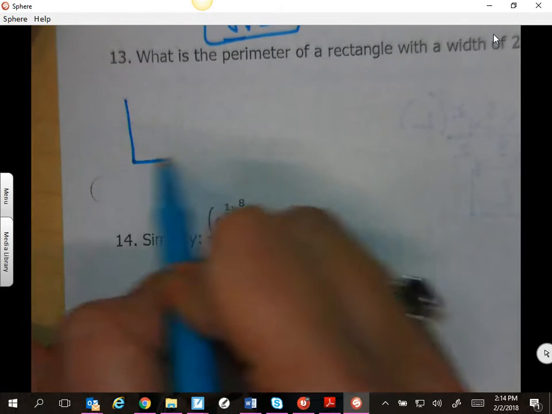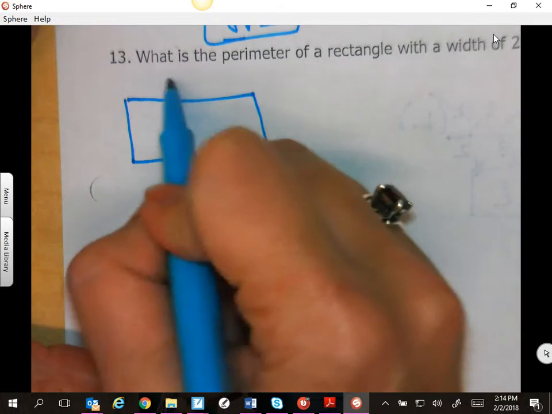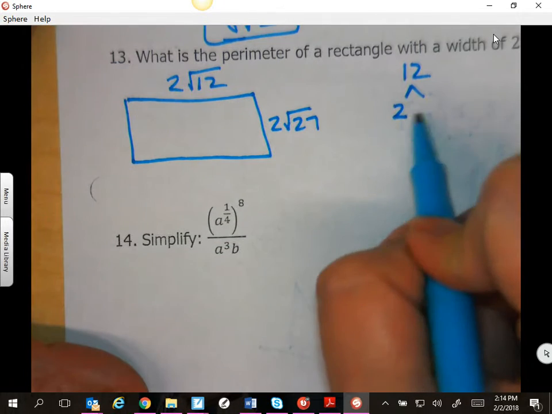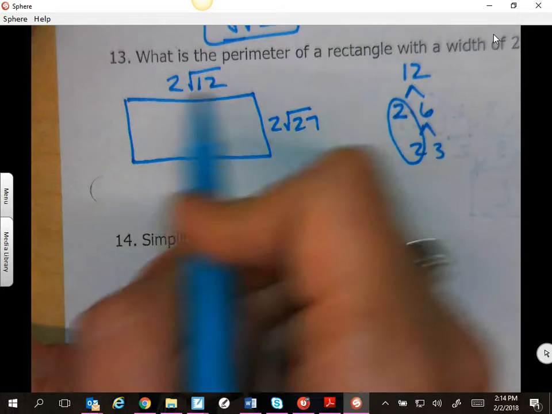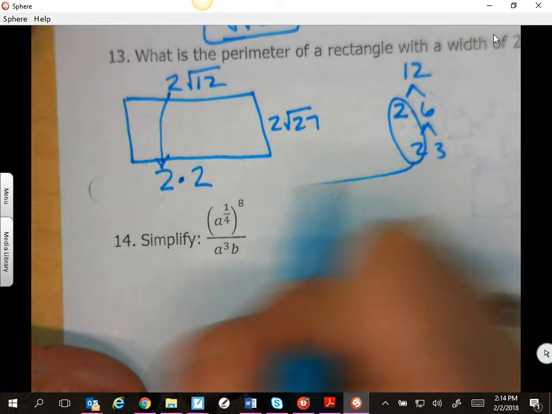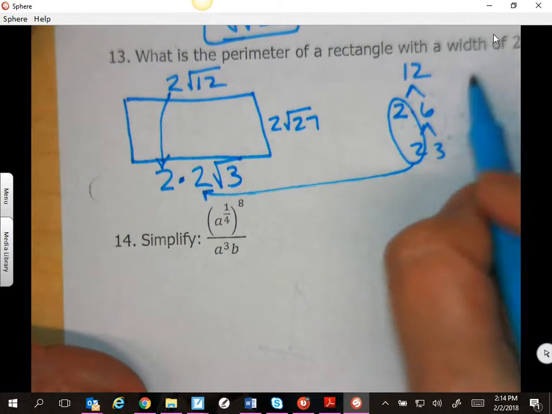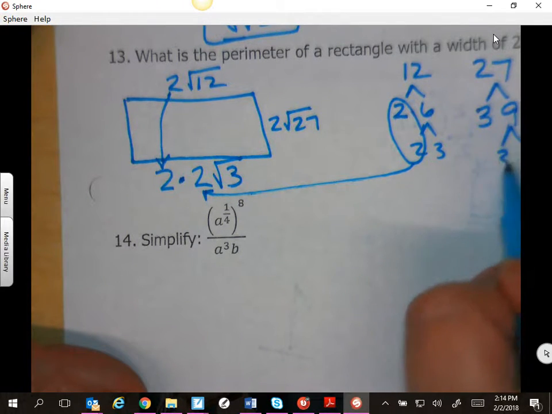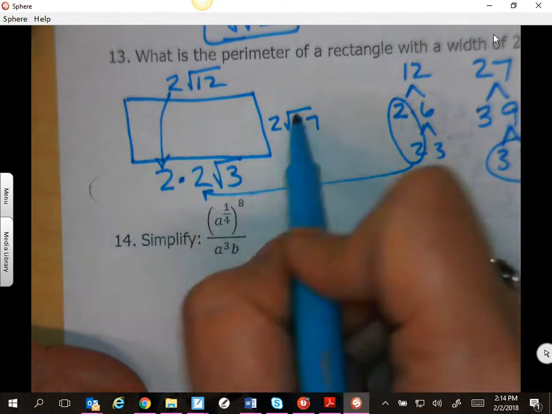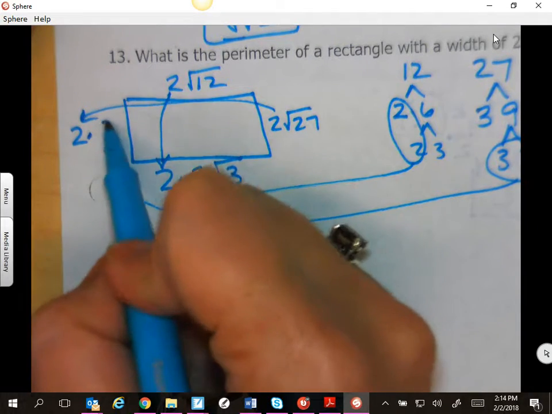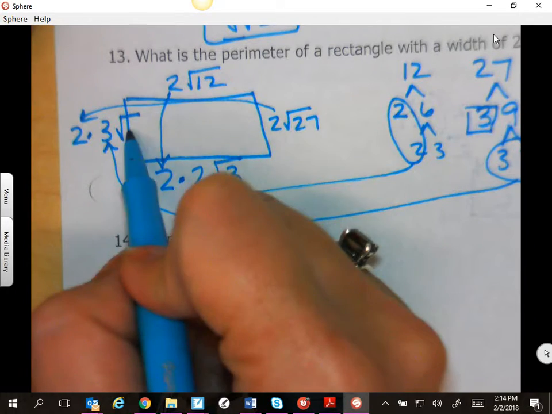Perimeter of a rectangle, if you wanted to, you could draw a beautiful rectangular picture for this. 2 on the square root of 12, 2 on the square root of 27. Simplify 12 is 2 and 6 and 2 and 3. So this is actually going to be 2 times, this 2 is coming from here, this 2 is coming from here, on the square root of 3. 27, if you don't have it memorized, is just 3 times the square root of 3. So I'm going to rewrite that simplified over here. So I have 2, that's coming from here. The 3 is coming from here on the square root of 3.